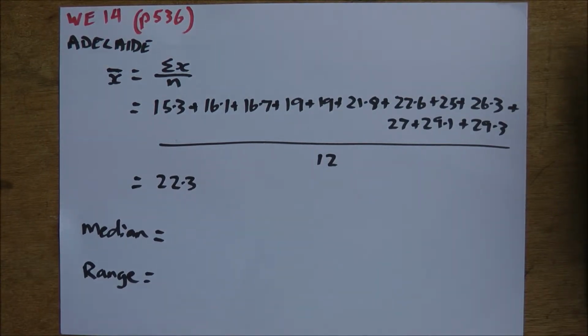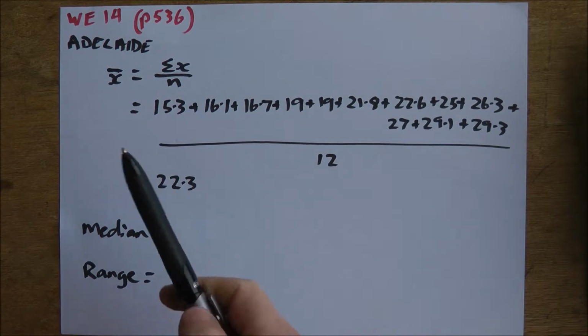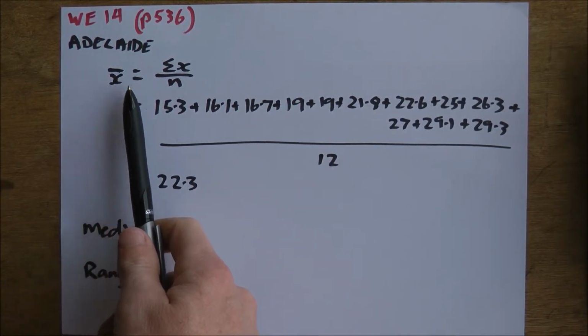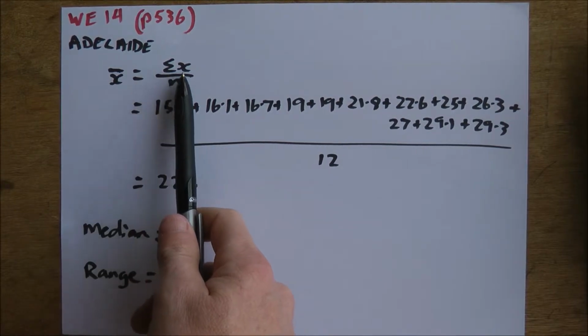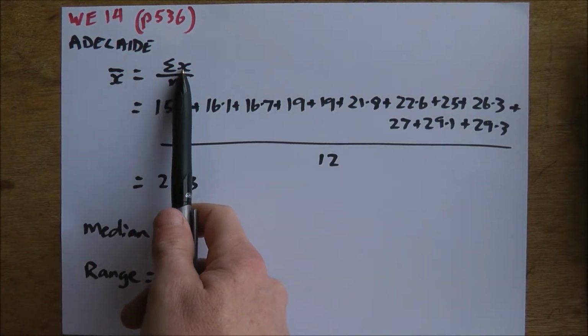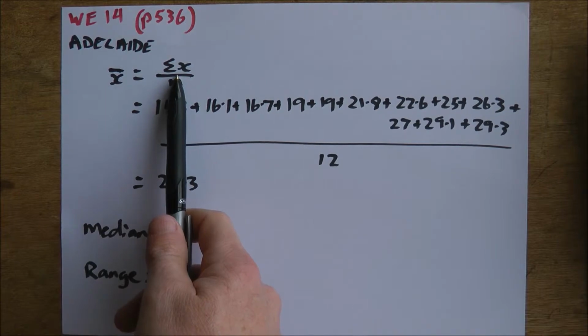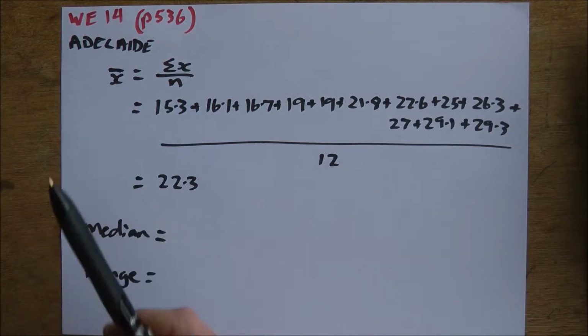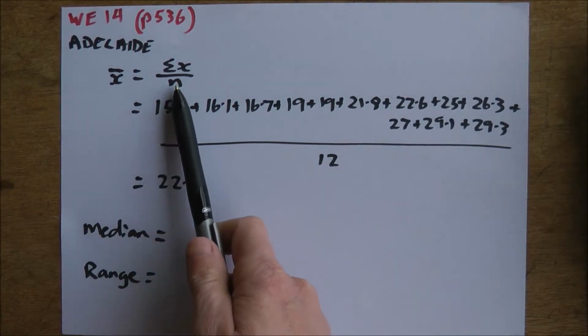So we work out the mean. I'll start with Adelaide first. So remember, x bar, the mean, equals sigma x, which is the sum of all of my scores, divided by n, which is the number of scores there are. We're talking about temperatures across the year, so there are 12 months in the year, n must be 12.